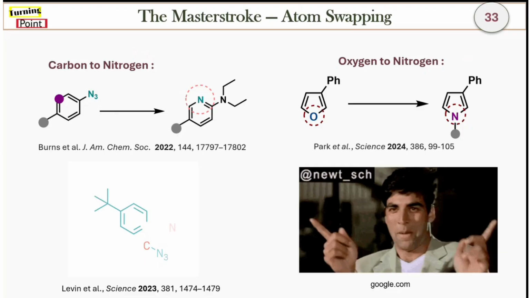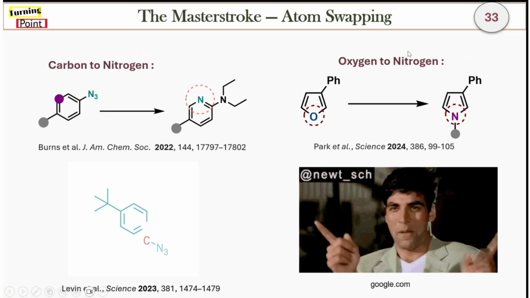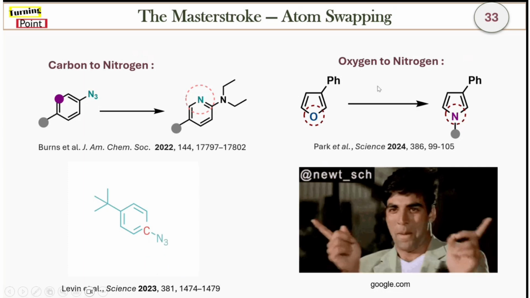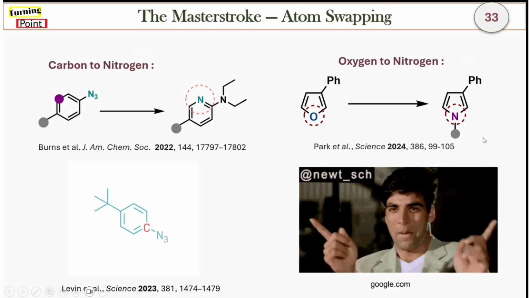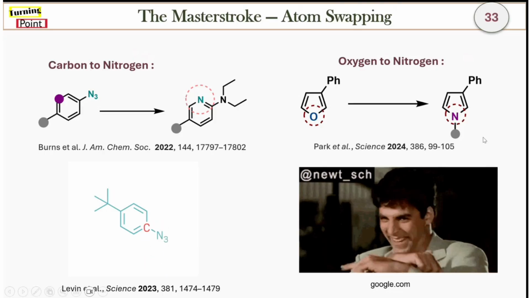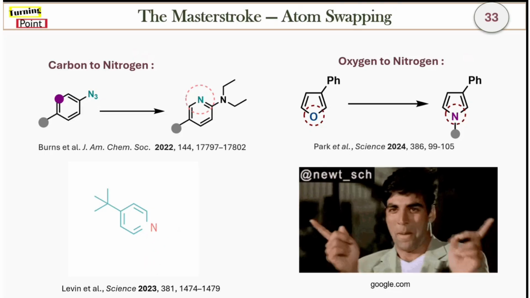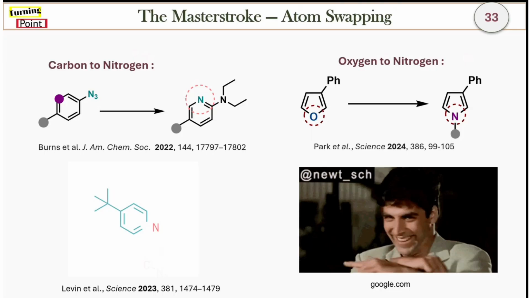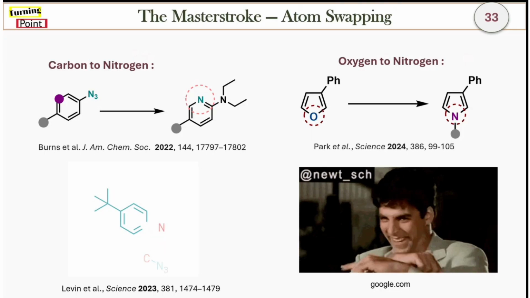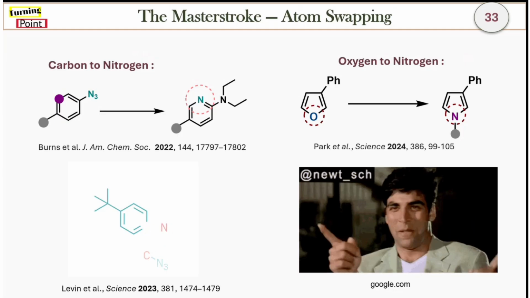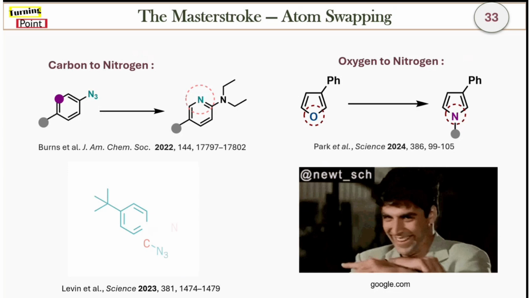Here we can see that the first example is carbon to nitrogen atom swapping, and another example is oxygen to nitrogen atom swapping, which is an example of furan to pyrrole transformation. It is just like an organ transplant. We can say that we are replacing our damaged heart with a new heart to improve our function.